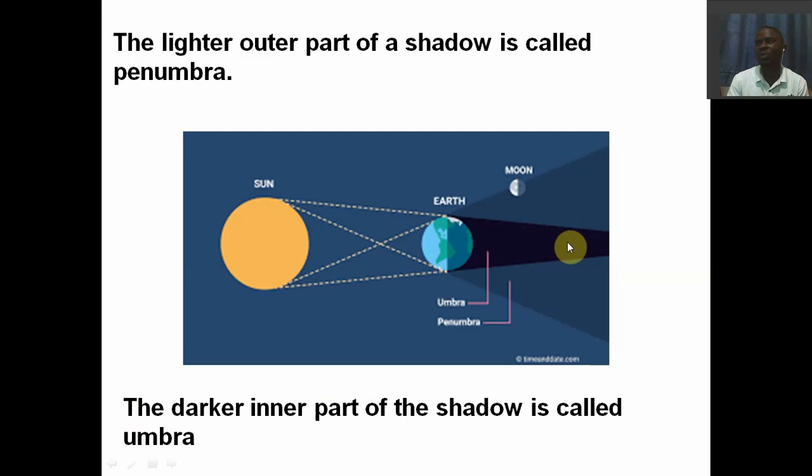I think you can look at this color. It is darker than this one here. Compare this to this. This is darker than this. So the penumbra is lighter, and the umbra is darker. That is the difference between the penumbra and the umbra. They are all shadows, but the penumbra is lighter and the umbra is darker.